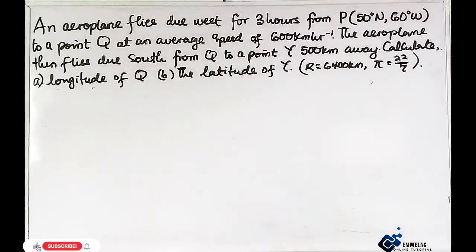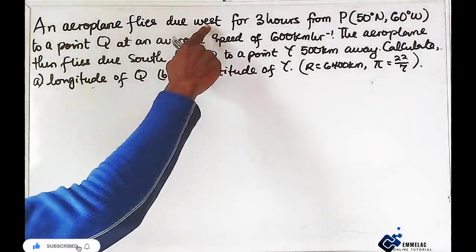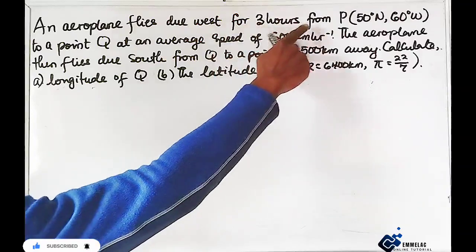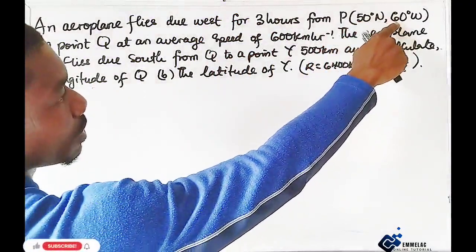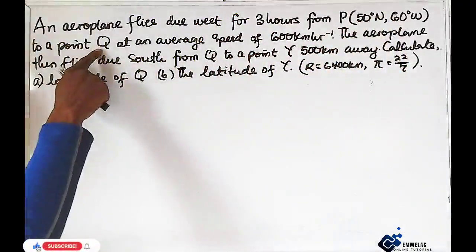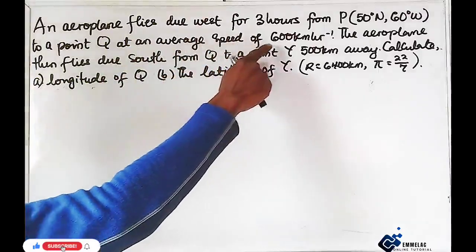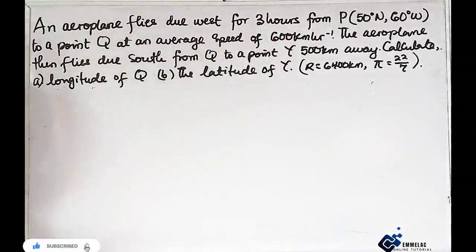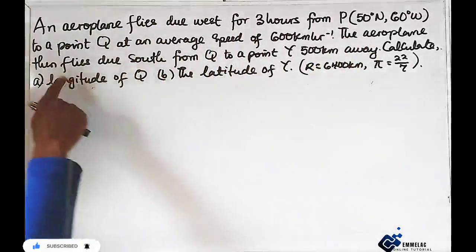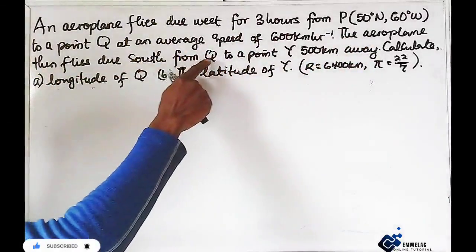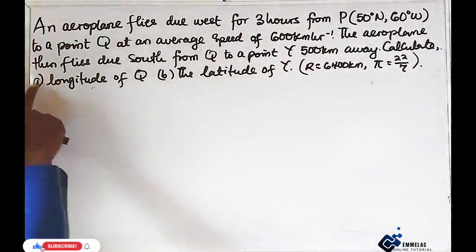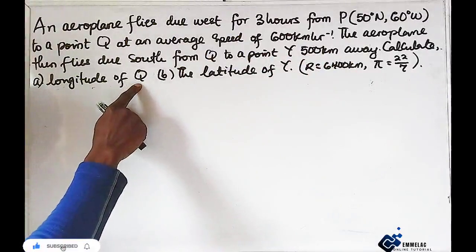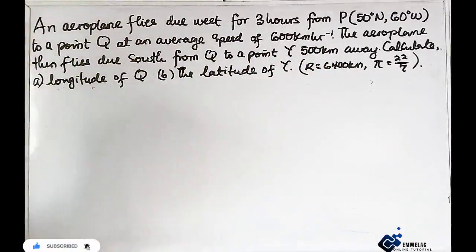Now before us is this question in longitude and latitude, and here we are told that an aeroplane flies due west for 3 hours from P, having a latitude of 50° north and longitude of 60° west, to a point Q at an average speed of 600 km/h. The plane then flies due south from Q to a point Y 500 km away. Now calculate the longitude of Q and the latitude of Y.